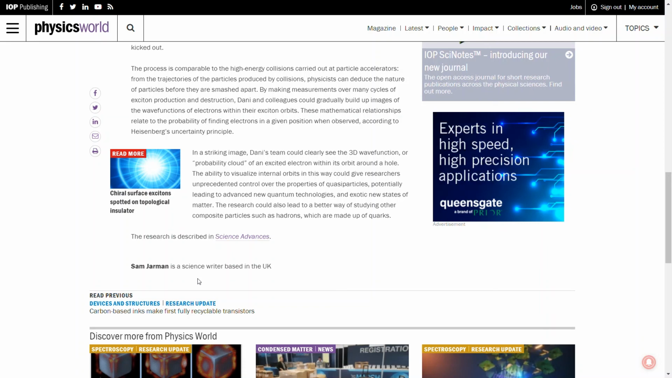The ability to visualize internal orbits in this way could give researchers unprecedented control over the properties of quasi-particles, potentially leading to advanced new quantum technologies and exotic new states of matter. The research could also lead to a better way of studying other composite particles such as hadrons, which are made up of quarks.